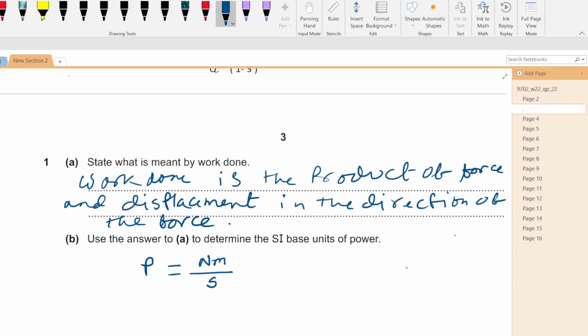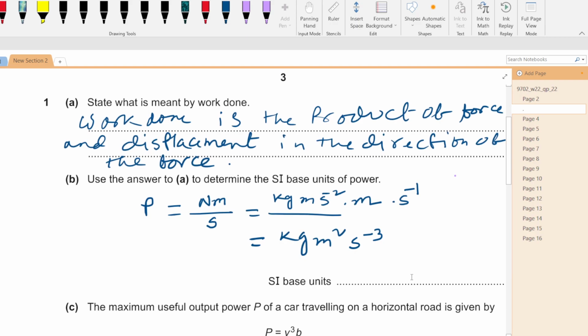And for Newton, write kg meter per second square, and here is a meter, and second to the power minus 1. This whole thing gives kg meter square second to the power minus 3. Now write kg meter square second to the power minus 3.